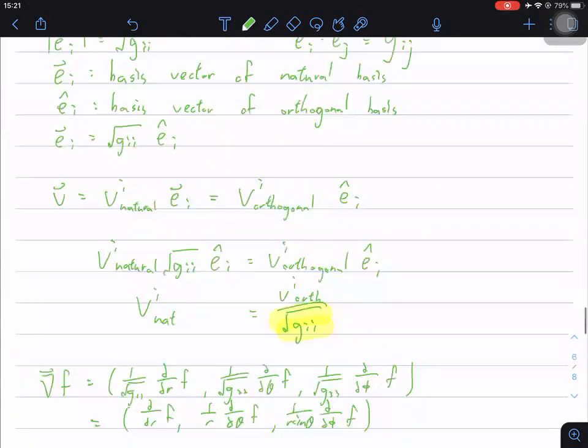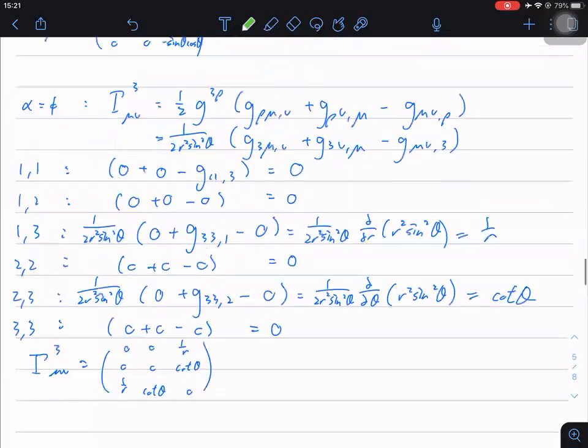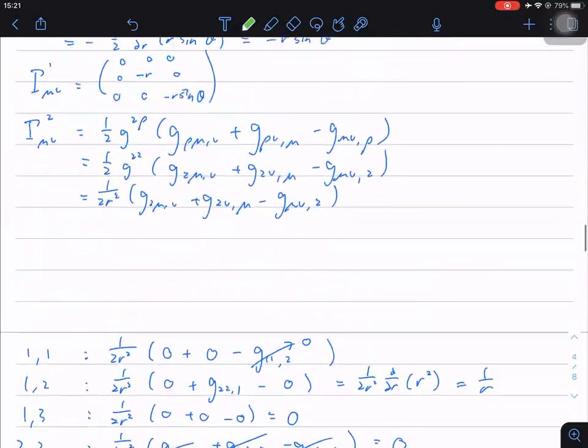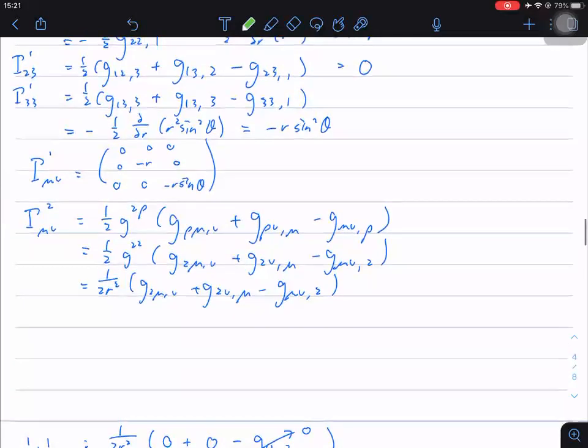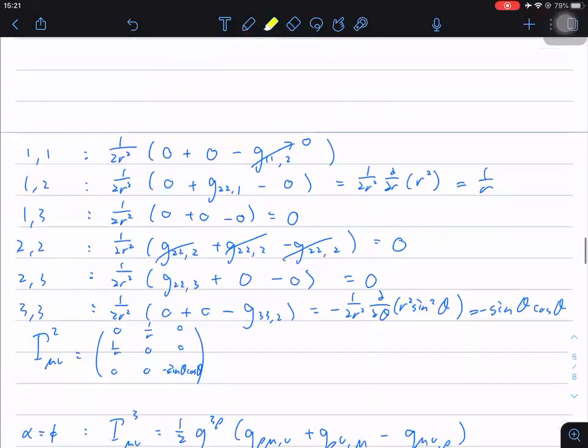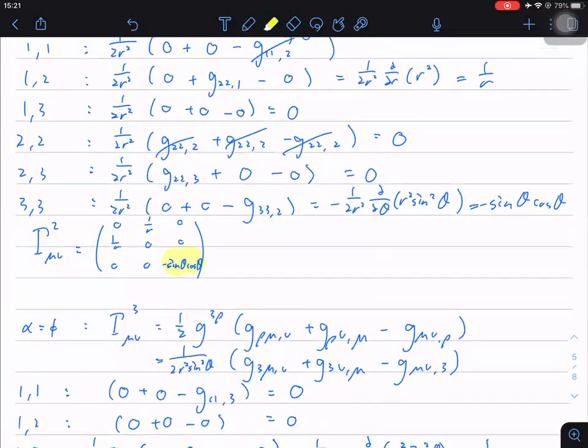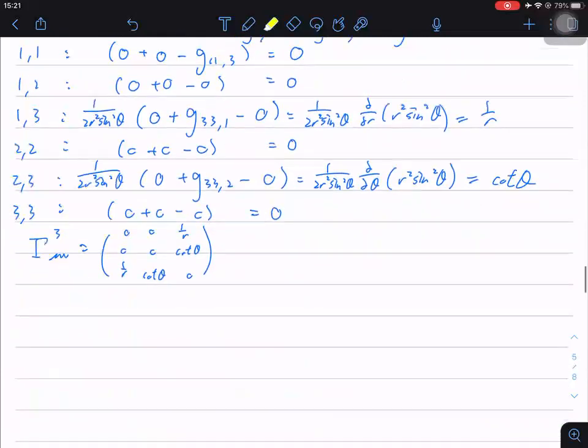Okay, so let us take a look at the Christoffel symbols we just found. For terms consisting only of 1, 2, 2 and 3, 3: 1, 2, 2 and 1, 3, 3 are non-zero, 2, 3, 3 is non-zero, and that's it.